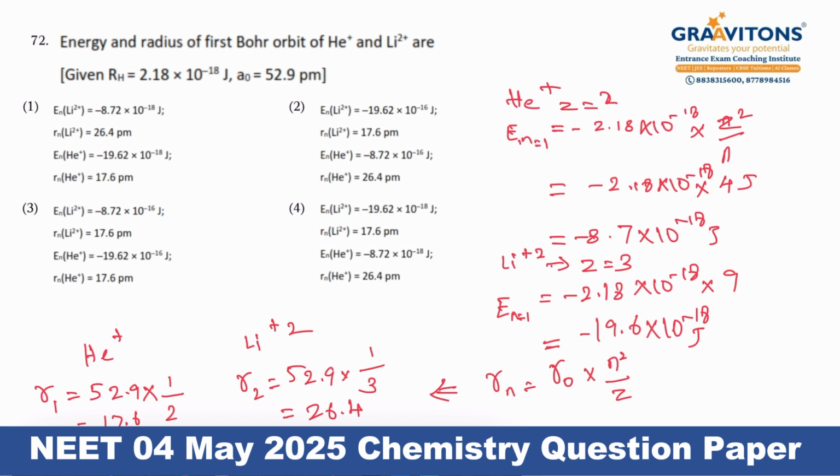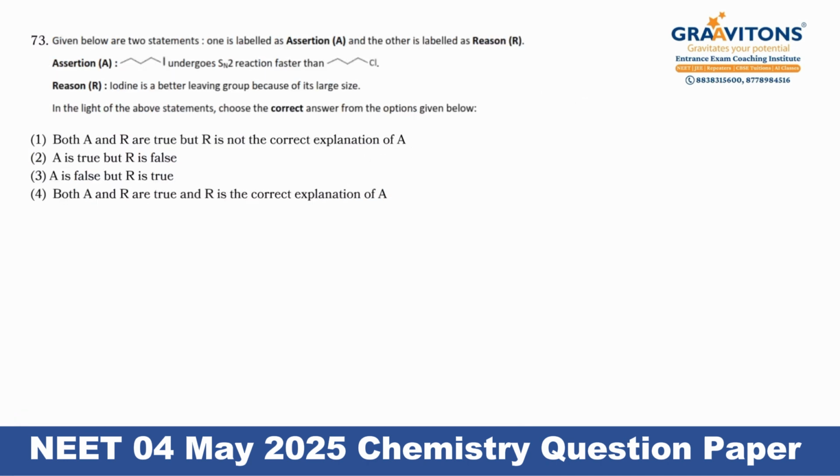Check option 4. So option 4, I have lithium plus 2 with the values minus 19.6, and what about radius? It is 17.5. Then helium energy is 8.7, and for radius it is 26.4. So the correct option is 4th.